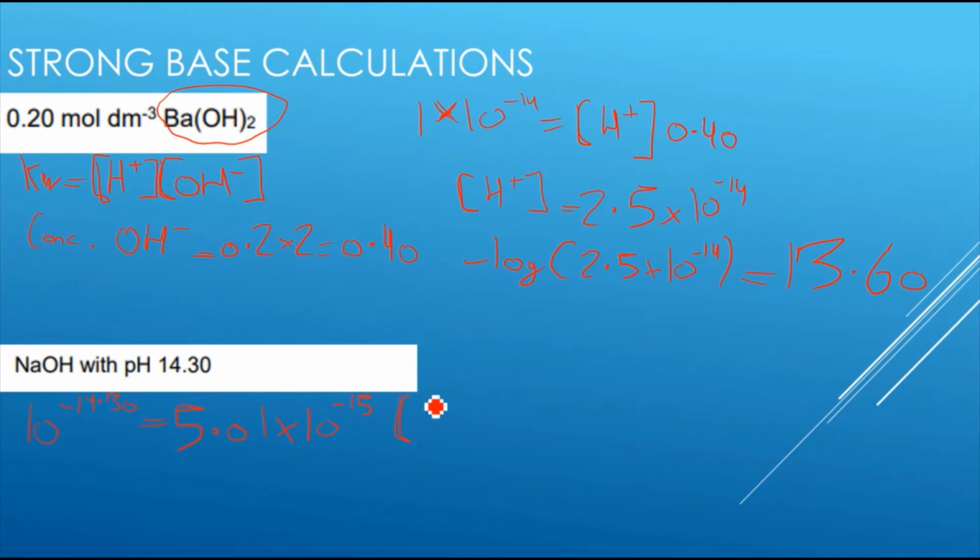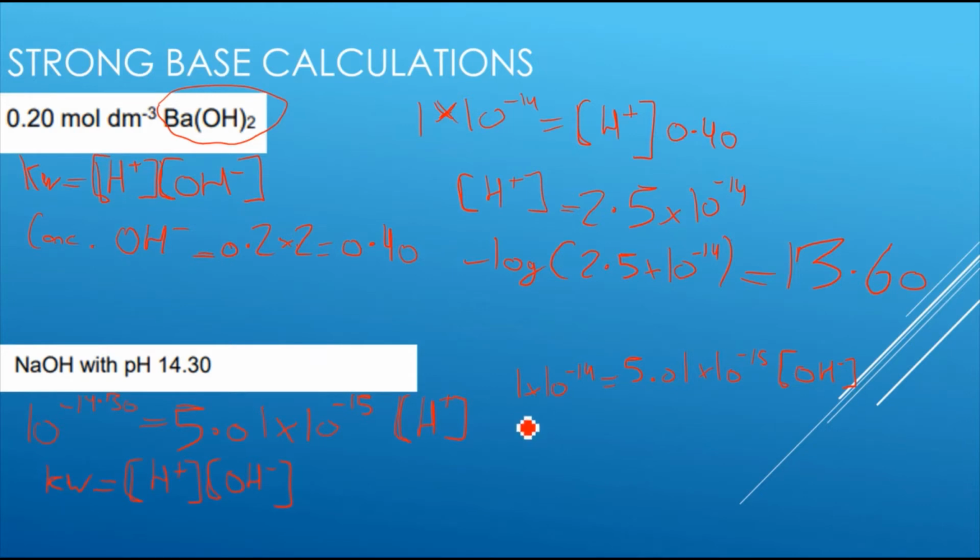That's the H plus concentration, and then we can use the Kw value again. We're assuming this is at 25 degrees, so Kw is equal to H plus times OH minus. We know that Kw is 1 times 10 to the power of minus 14 is equal to, so the H plus we've been given is 5.01 times 10 to the power of minus 15, and that will be times OH minus.